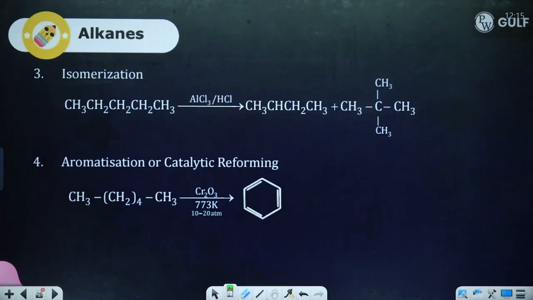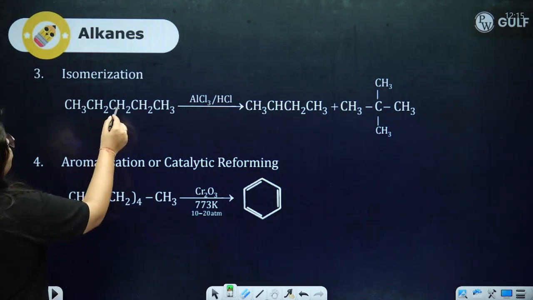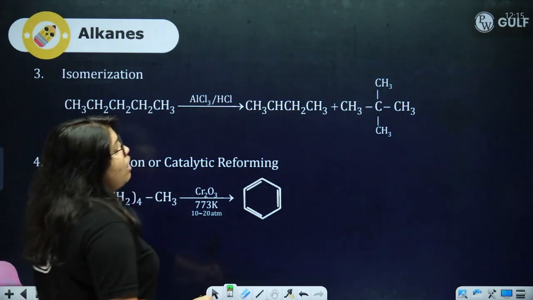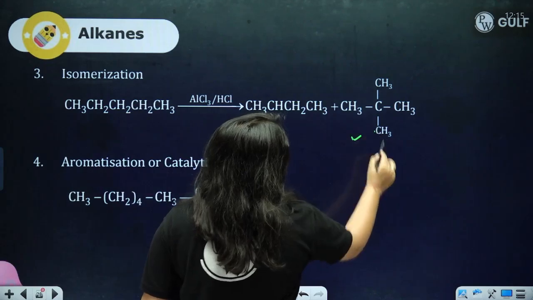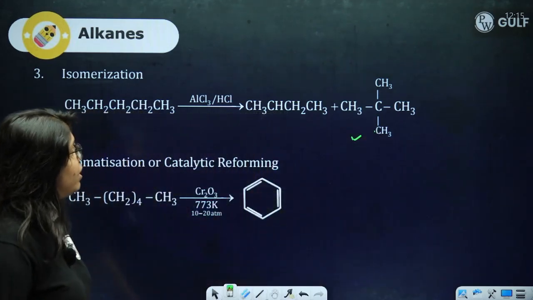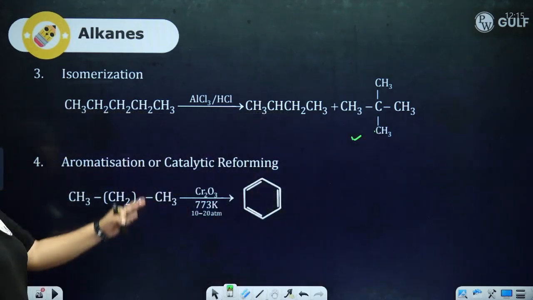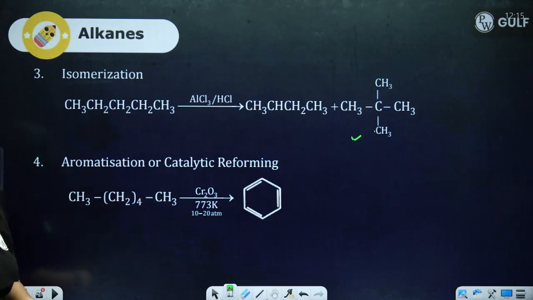Let's now talk about isomerization. As you can get from the term isomerization, an isomer is formed, beta. You see 1, 2, 3, 4, 5 carbon atoms, and you see the isomer over here. They are capable of undergoing isomerization in the presence of AlCl3 and HCl.